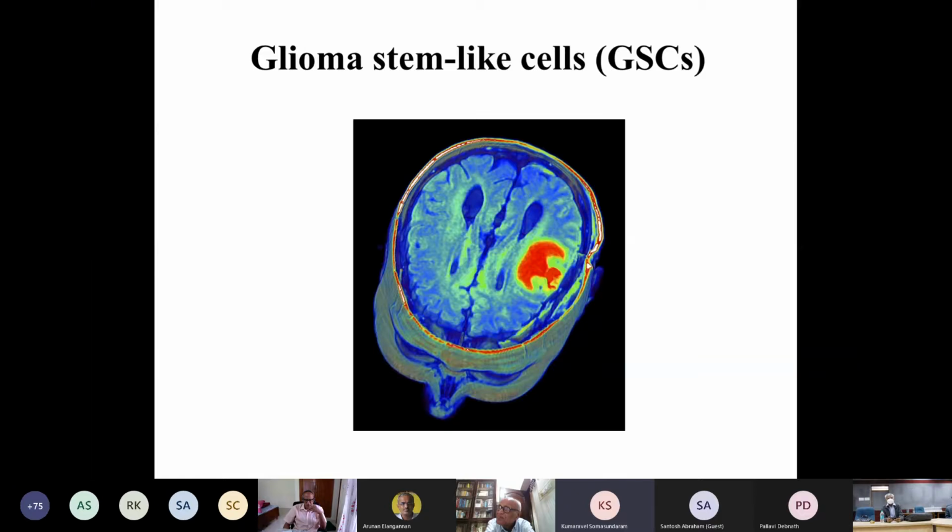Okay. So in our lab, we work on glioma. It's one of the common brain tumors. So the stem cells coming from the glioma are the glioma stem-like cells. They are called GSCs. I will not use this terminology anymore. I'm just introducing it to you because this is what we actually work on.